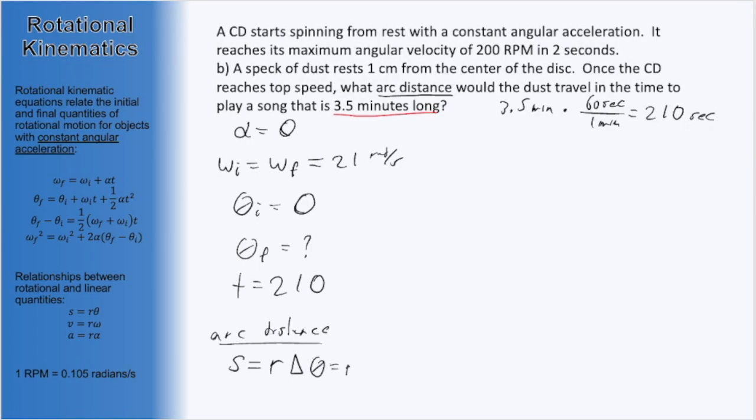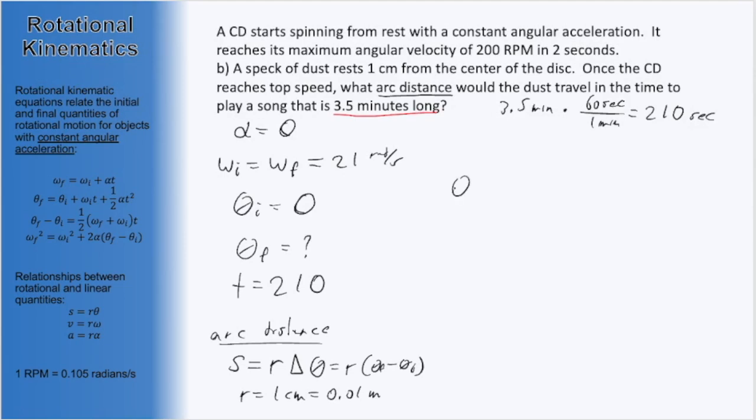Since delta theta is the same as theta final minus theta initial, we can use rotational kinematics to get our angles, and make note that we are given the radius of this CD that the speck of dust is on. In this case our radius will be 1 centimeter, which we would want to convert over to 0.01 meters. So let's get started with the kinematics. We know we are looking for theta final, and we have plenty of other information to go around. So as long as an equation involves theta final, we should be safe.